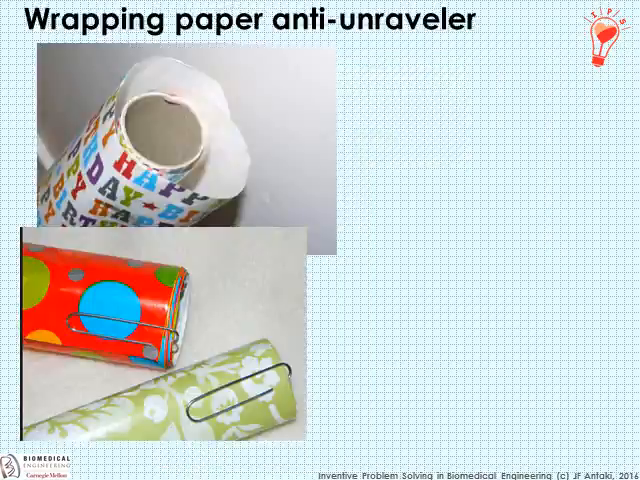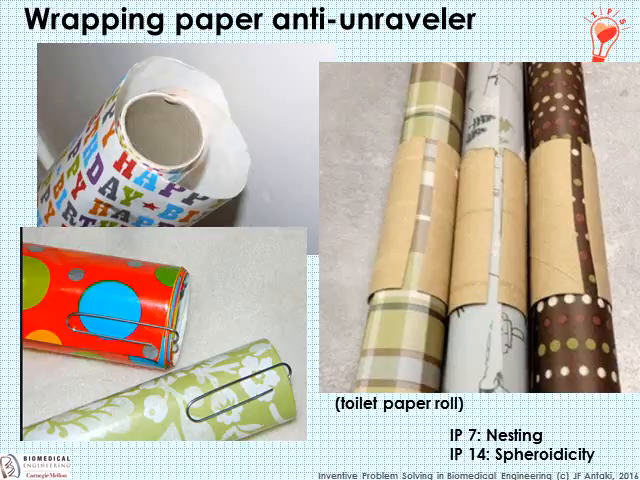Here's a wrapping paper anti-unraveler, as I call it. Most people have rolls of leftover wrapping paper, usually unraveling, or they might use a piece of tape or rubber band or paper clip. But here's a clever reuse of a toilet paper roll that is just cut open along its length and creates a kind of collar that holds the paper together using Inventive Principle 7, nesting, and Inventive Principle 14, sphericity.